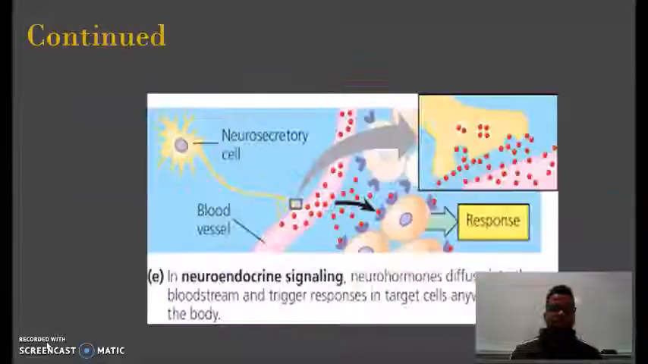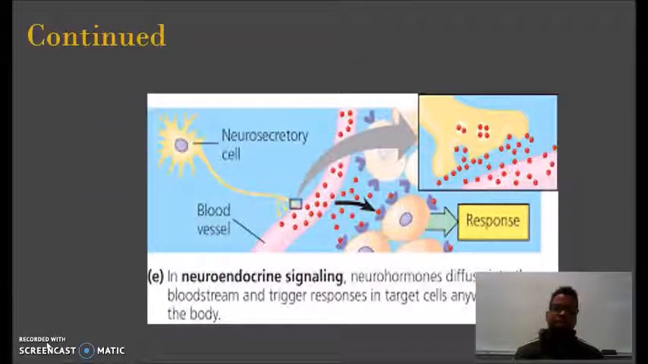And the only difference is in neuroendocrine signaling, the neurohormones diffuse into the bloodstream and trigger a response in the target cells anywhere in the body.